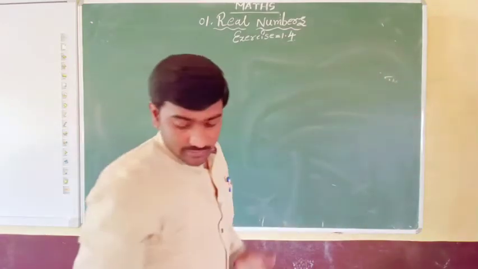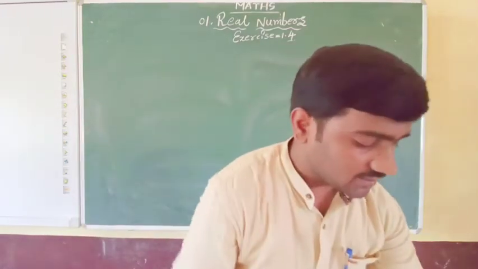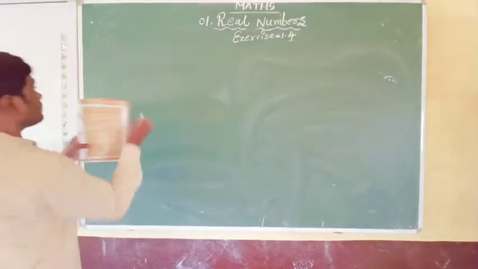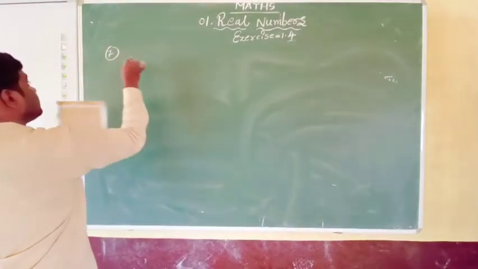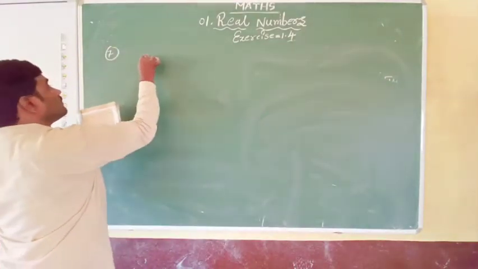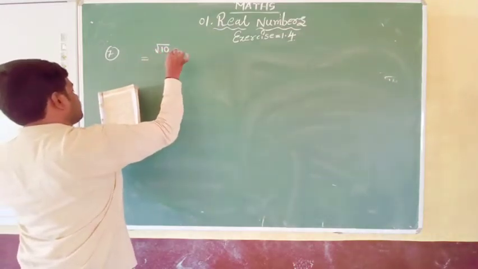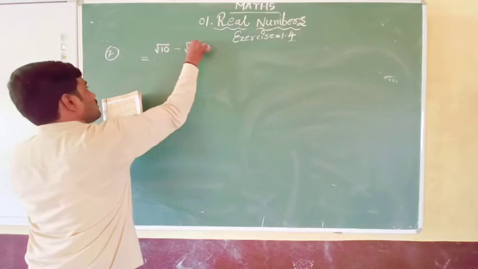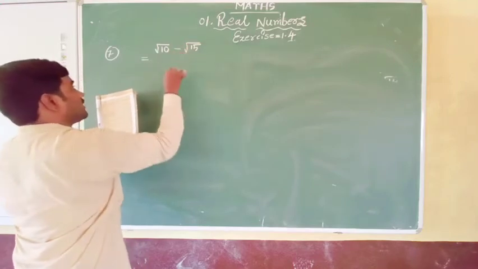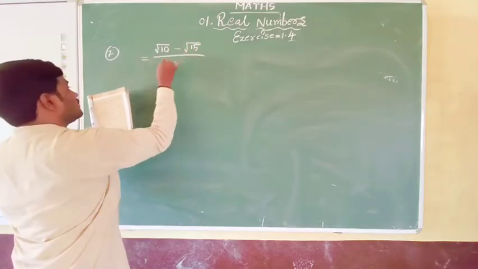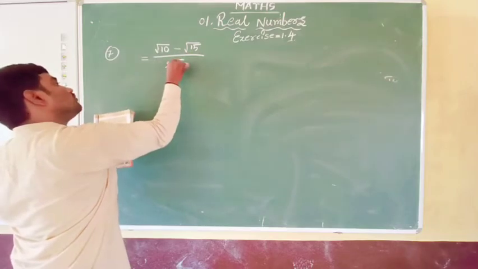Here next, 7th bit. The 7th question: find the value of (root 10 minus root 15) by 2 root 2.